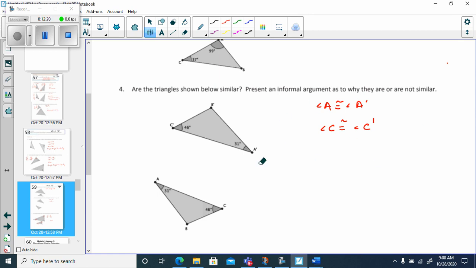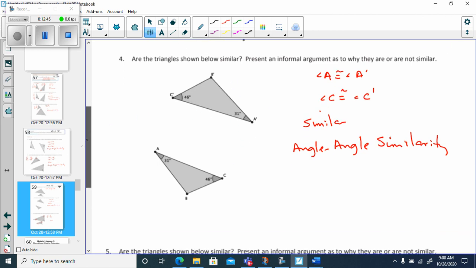I do have two sets of angles that are corresponding and are congruent. So therefore, these two triangles are similar. And we know that because of angle similarity. Okay. And because they are similar, that means that they're the same shape, but not necessarily the same size.